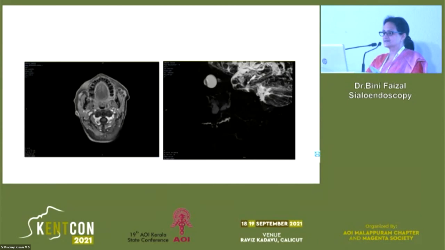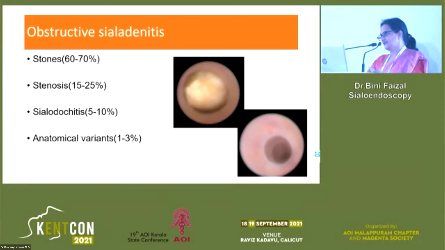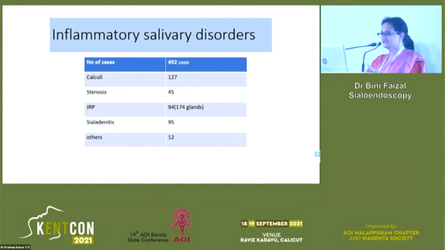So in obstructive sialadenitis, the majority is due to stones, that is 60 to 70%, and around 20% will be for stenosis. Of the 452 cases we had, around 127 were calculi, and stenosis was 45. The rest are all different types of inflammatory conditions.